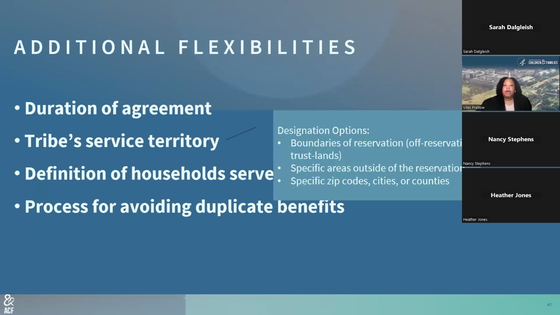Next. There is also flexibility in identifying the tribe's service territory. The tribe's service territory can be designated in a number of ways, which can include using the boundaries of the reservation. It could be any trust lands that are off the reservation, or it might be specific areas outside of the reservation where there is a significant tribal presence. Or it can even be specified using particular zip codes, cities, or the names of counties.